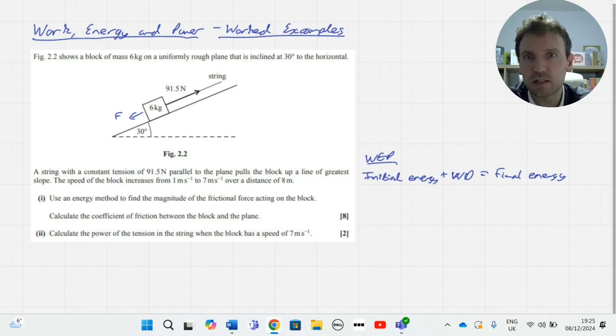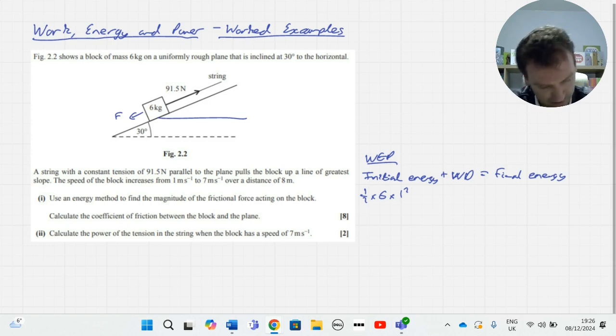So if we're doing this in this situation, initial energy, we've got an initial kinetic energy, which is going to be half mv squared, and we know m is 6, and we know v is equal to 1, so just times 1 squared. And then in terms of gravitational potential energy, we don't know how high it starts, but we can choose where to draw our reference points for gravitational potential energy. So let's use our reference point from the point of start. So there's no gravitational potential energy, and then we've got work done.